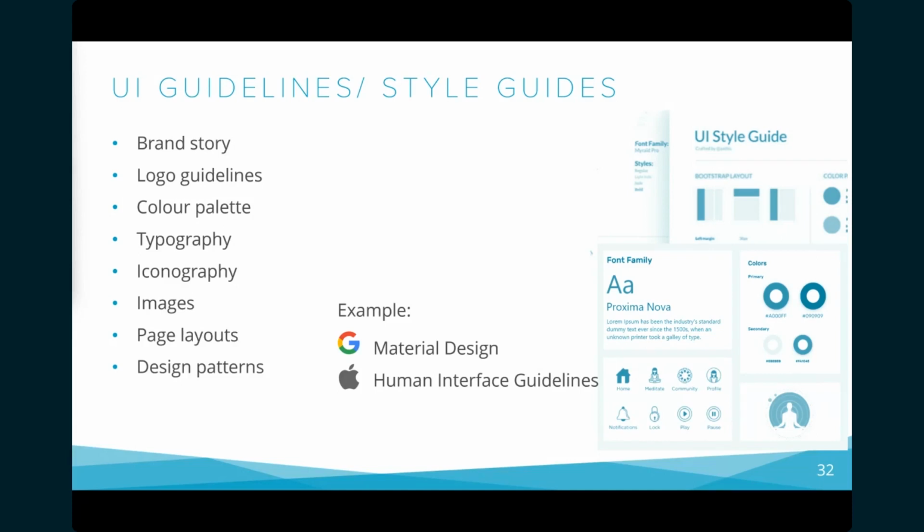So, ever wondered how all the Google apps share the same color palettes: blue, red, yellow, green, and the typography? Yes, that's the brand style guide of Google. In fact, Google follows a set of guidelines that it ensures across all its applications, and they also have their own guidelines called material design, which includes material symbols and icons. Similarly, Apple has its own guidelines called human interface guidelines. So these UI guidelines and style guides cover brand story, logo guidelines, color palette, typography, iconography, images, page layouts, design patterns, etc.